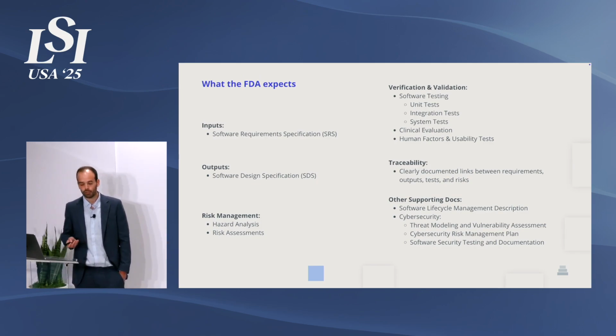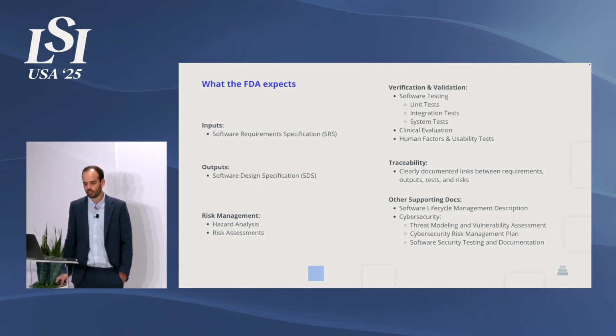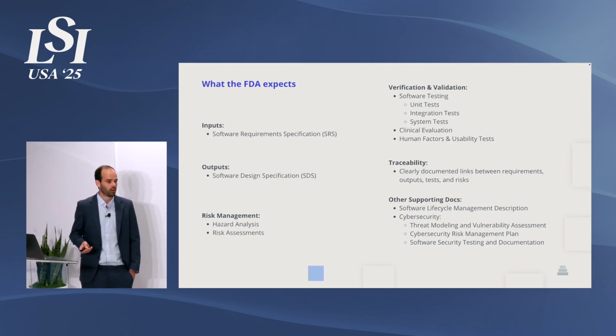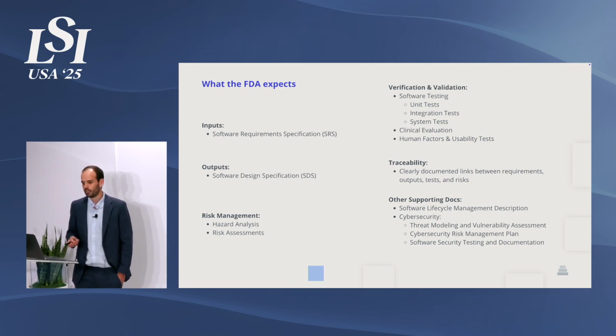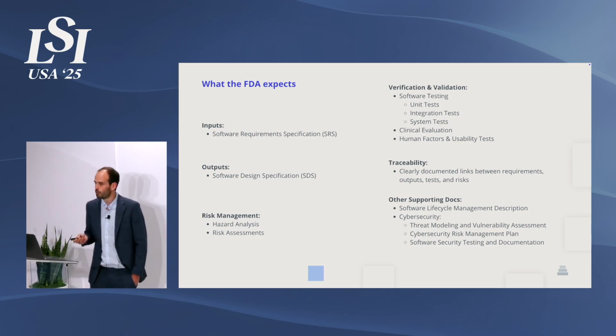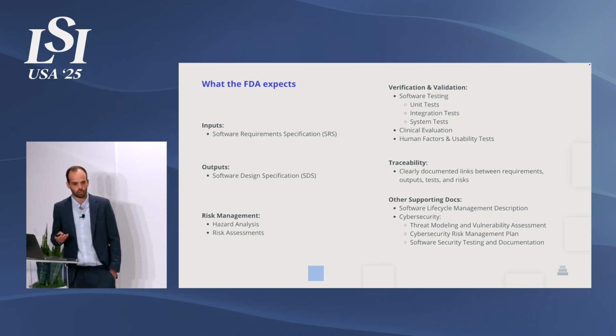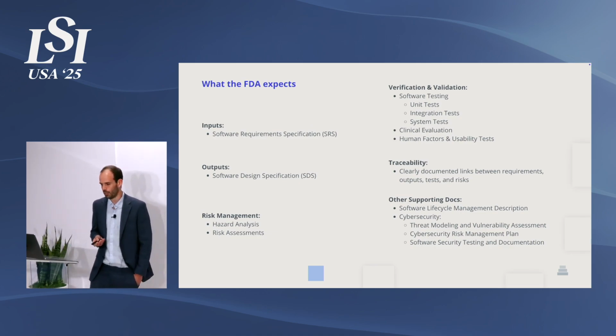The main outputs are going to be documented in the software design specification, and that is the one that specifies how you comply with those inputs and how you implemented them. So it's going to have architecture diagrams. It's going to define the different modules that you have in your software, class diagrams, and so forth, to show how you build that into your code base.